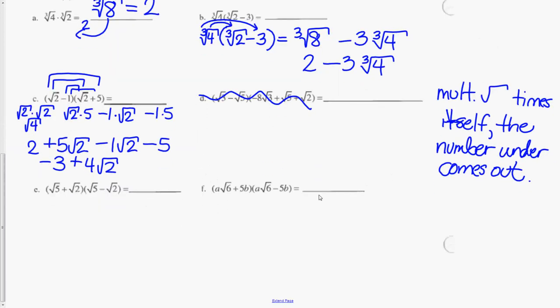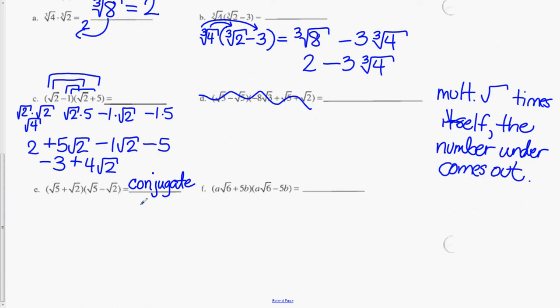It's got a lot of square roots that look the same. This is actually a square root times another square root of binomials. We can FOIL it. And if you'll notice, this is called a conjugate. What makes a conjugate is when you multiply two binomials that are exactly the same except for the sign in the middle. One's a plus and one's a minus.